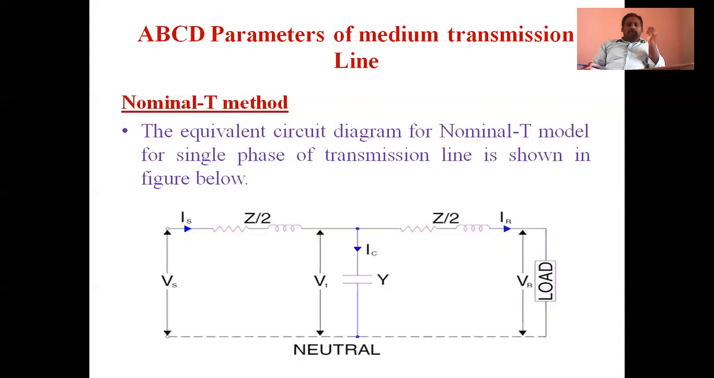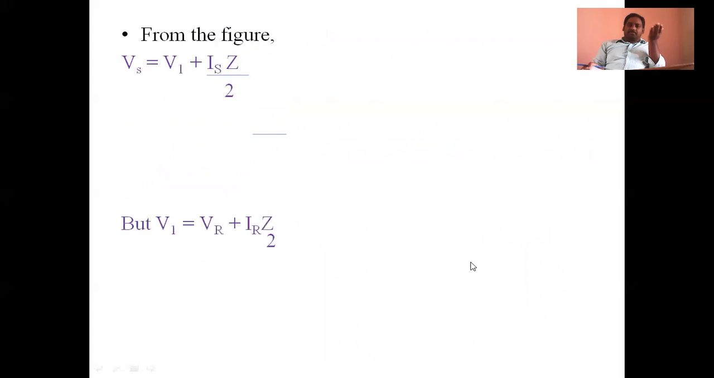These are the two series elements, the load voltage or receiving end voltage and the drop here, and this is the total applied voltage for these two elements. That's why V1 is equal to IR into Z by 2 plus VR.